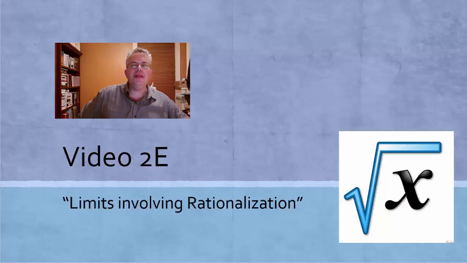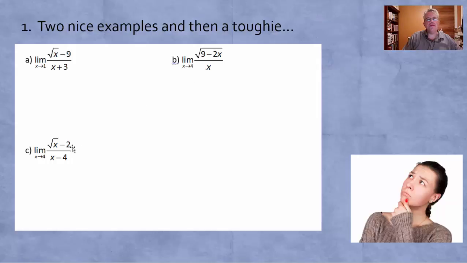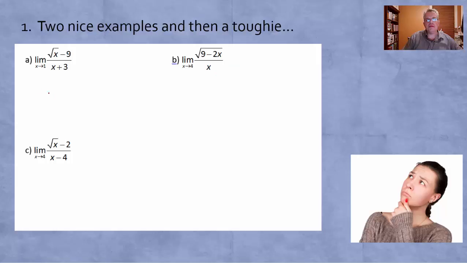Welcome to video 2E, Limits Involving Rationalization. These are some special limits that involve a trick with square roots. All right, let's get started. First, I want to talk about two nice examples and then one that's a little bit tougher. The first two are nice because we don't have to do any tricks.